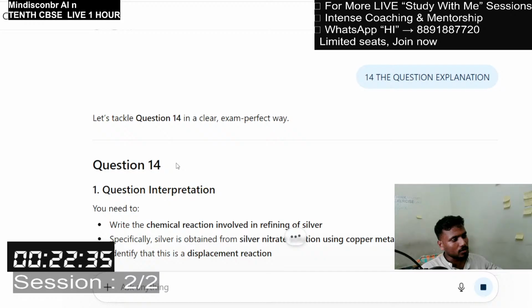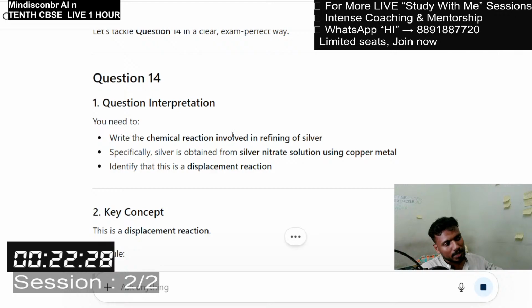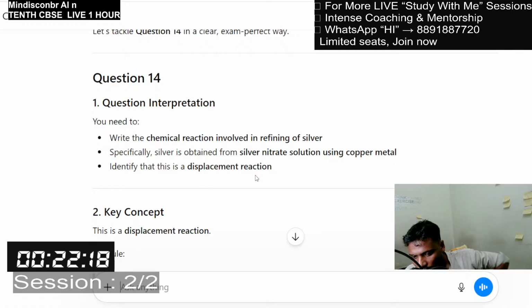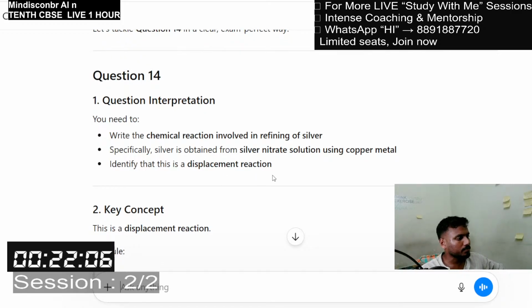Let's tackle question 14 in a clear, exam perfect way. Question interpretation. You need to write the chemical reaction involved in the refining of silver. Specifically, silver is obtained from silver nitrate solution using copper metal. Identify that this is a displacement reaction. What is the question here? In the refining of silver, the recovery of silver from silver nitrate solution involves displacement by copper metal. Write down the reaction involved.